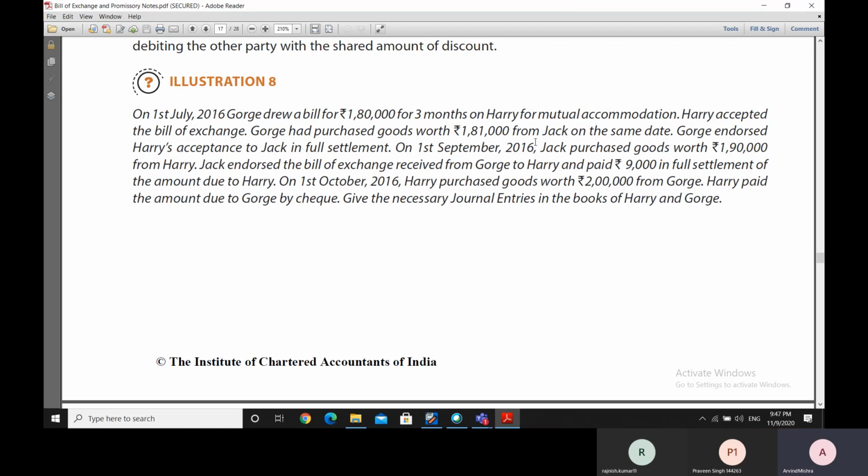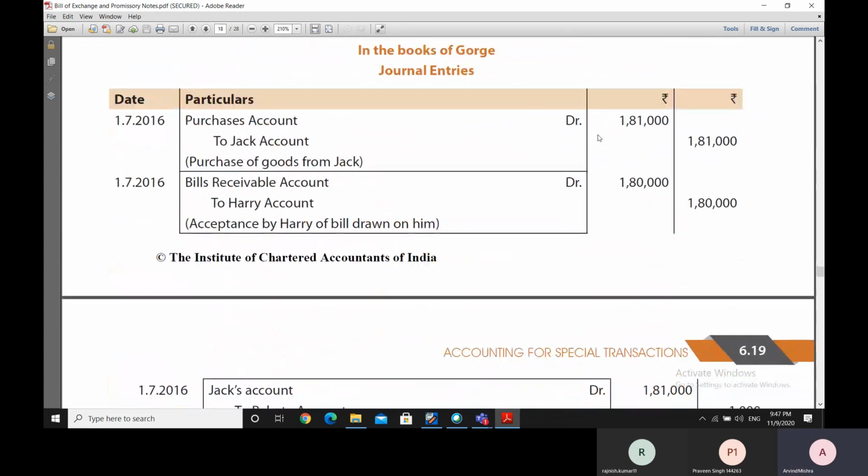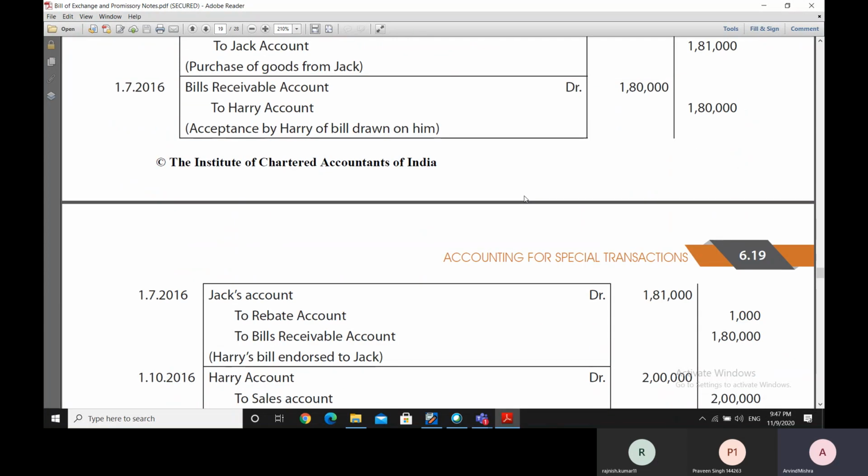So therefore, if we are writing books of Gorge, then we'll have to enter this purchase over there. 1,81,000 rupees, and thereafter the bill receivable account is debited because he receives a bill acceptance by Harry of the bill. Harry accepts the bill which was drawn on him. So the account gets squared up.